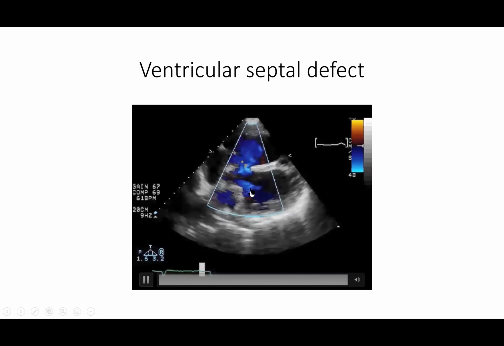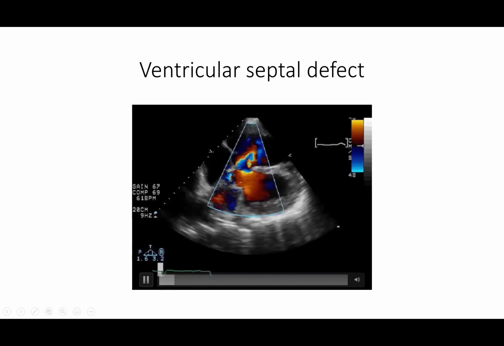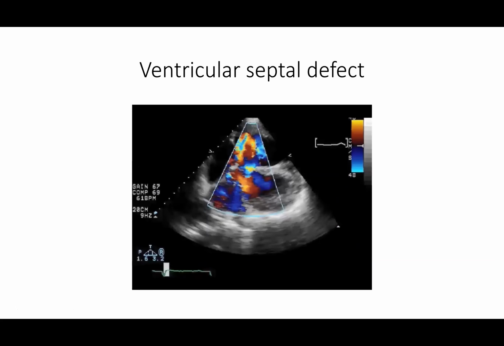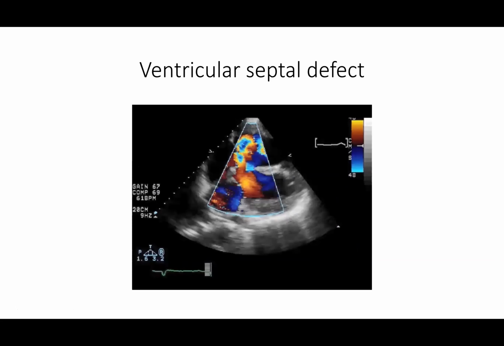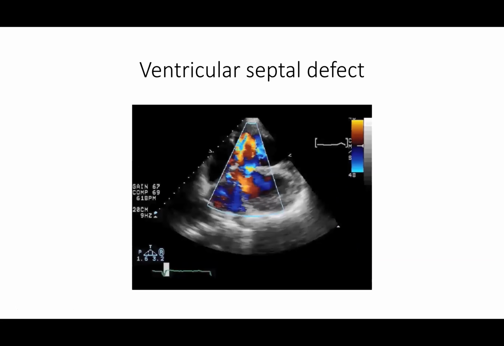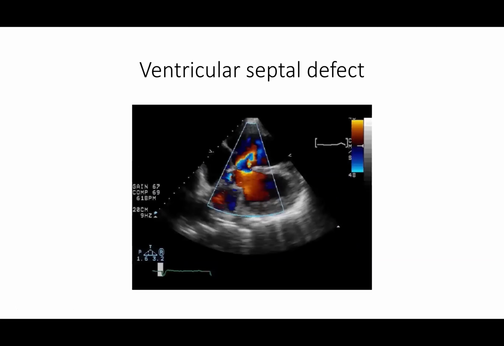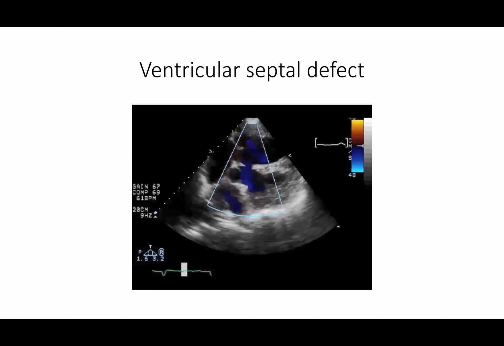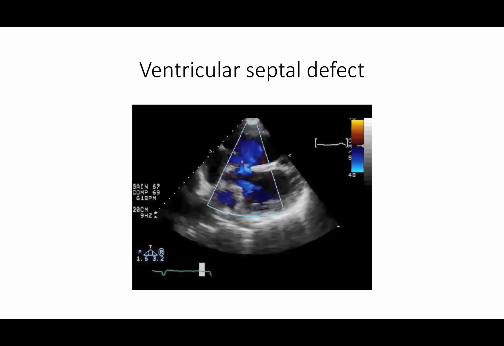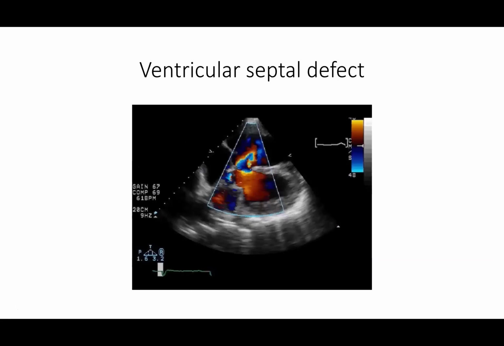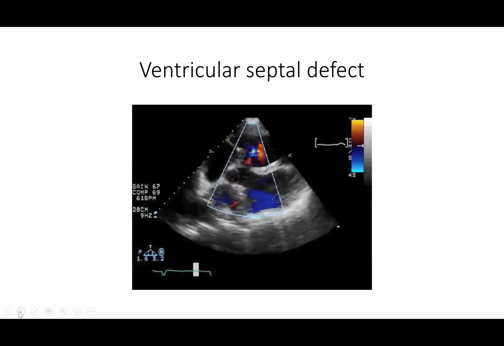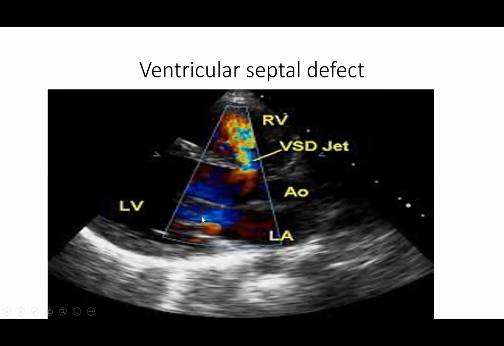But unfortunately, if they come to you late and they have Eisenmenger, then you may not get any flow at all, because when they get Eisenmenger, the pressures are equalized. There's no pressure gradient between the ventricles. They are the same, so there's no flow. So with this patient, you listen to the heart, you may not even hear a murmur. Okay. So that's a VSD going across.